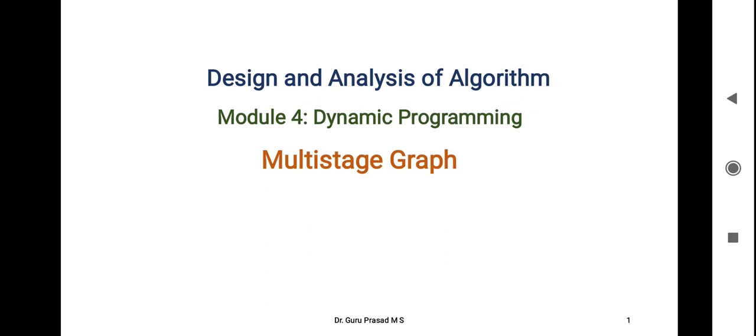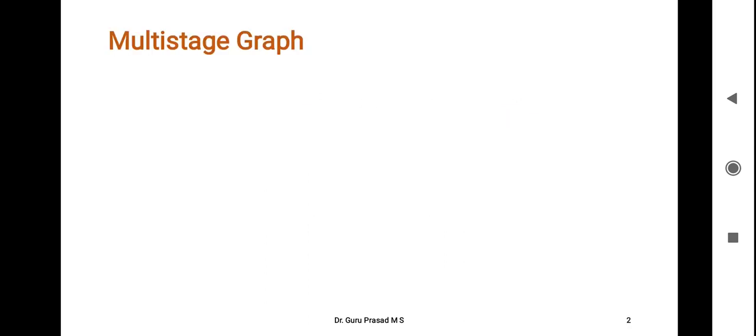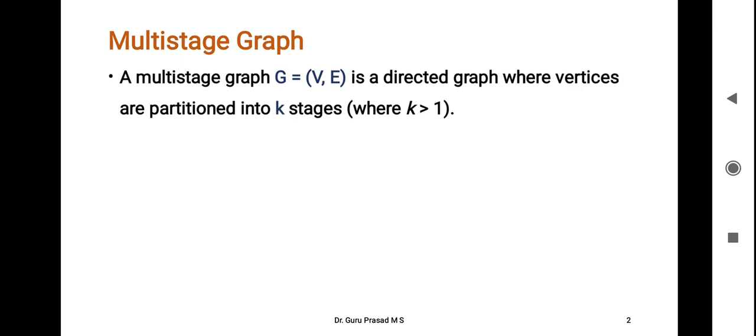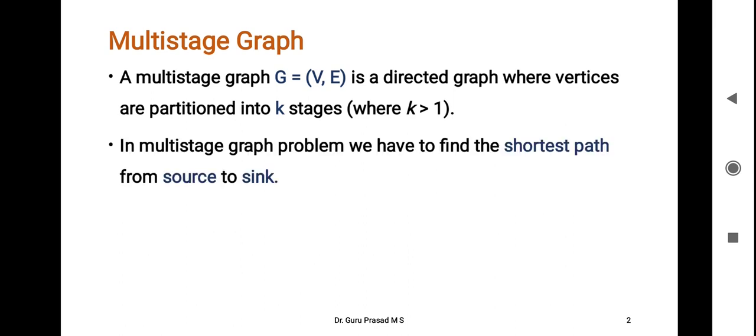Hello students, today's topic is multi-stage graph. A multi-stage graph G equal to (V, E) is a directed graph where vertices are partitioned into k stages, where k is greater than 1. In multi-stage graph problems, we have to find the shortest path from source to sink.